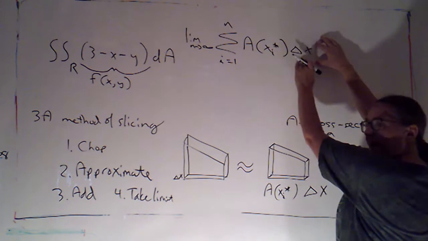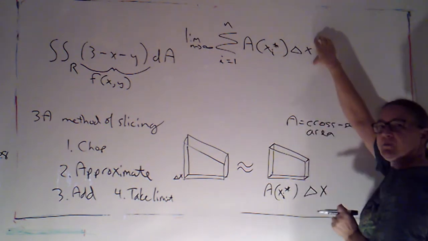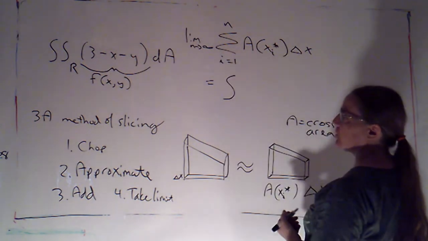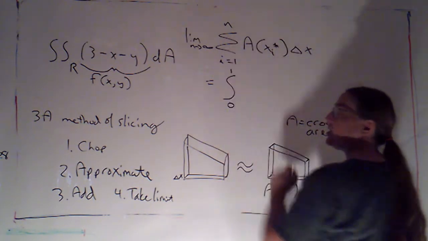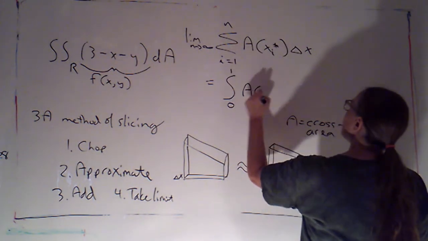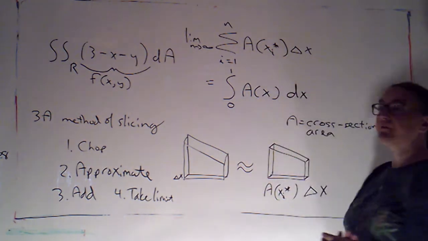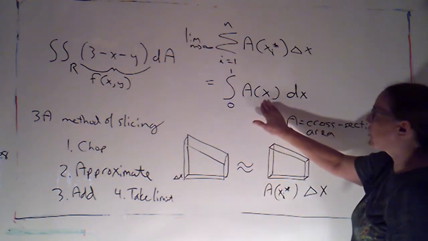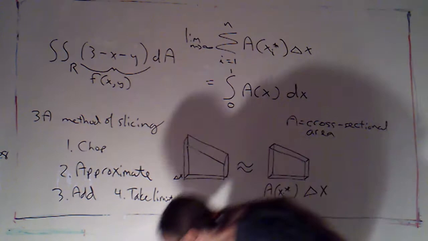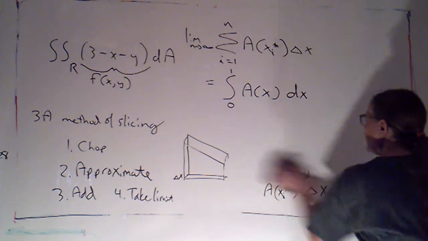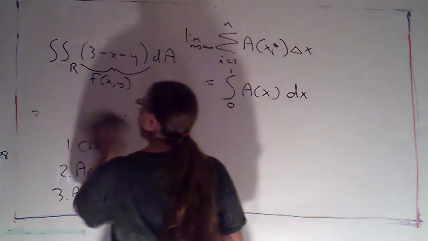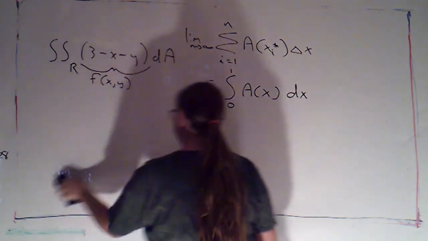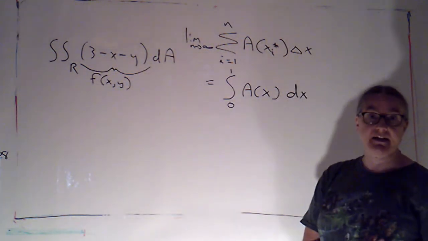Again, I've chosen to use a regular partition here, not necessary as part of the definition, but simpler to work with. But that then becomes the integral. Now, x was varying, remember, from 0 to 1 for this example, of the cross-sectional area of x with respect to x. So we're integrating a cross-sectional area, and it's that single integral that we're going to be getting.